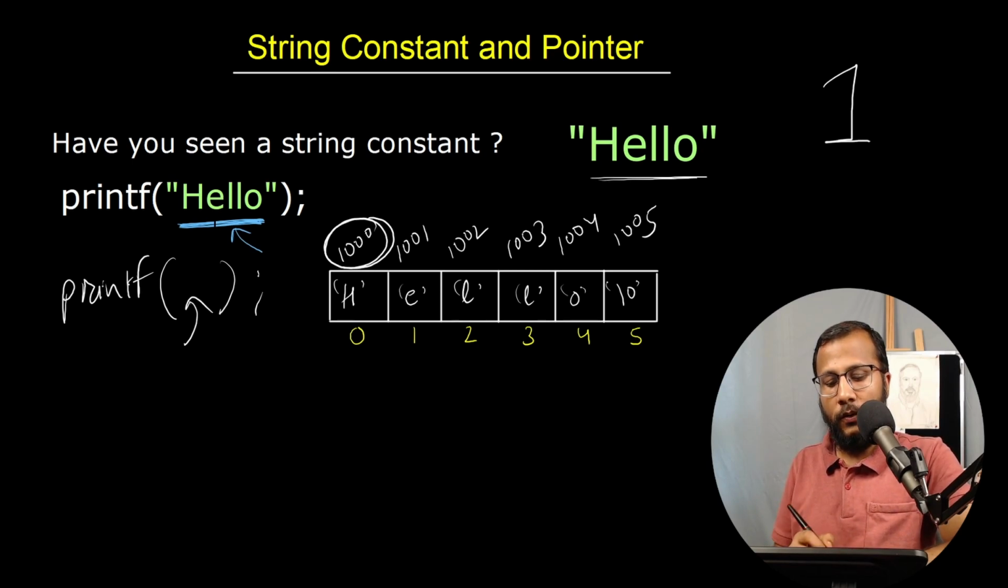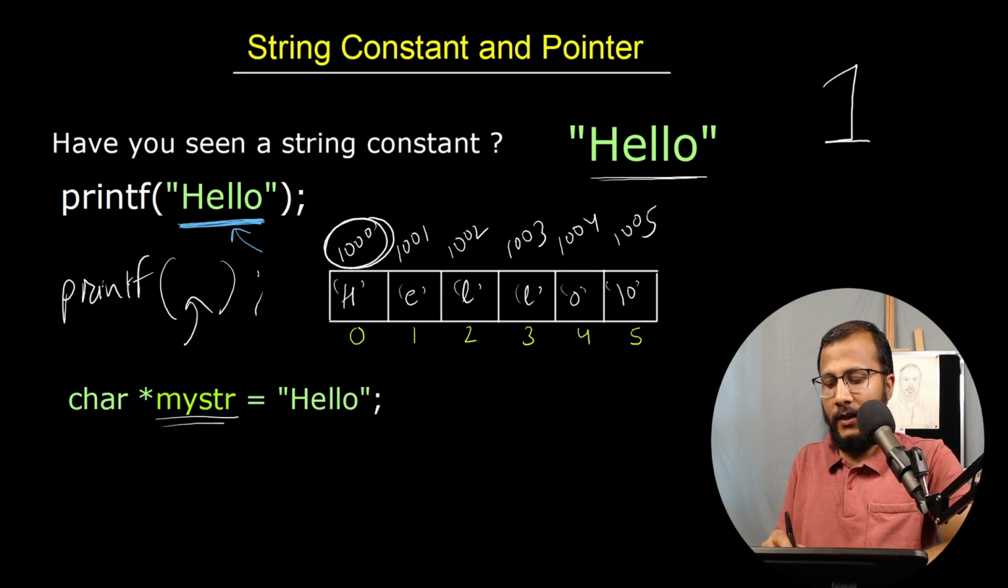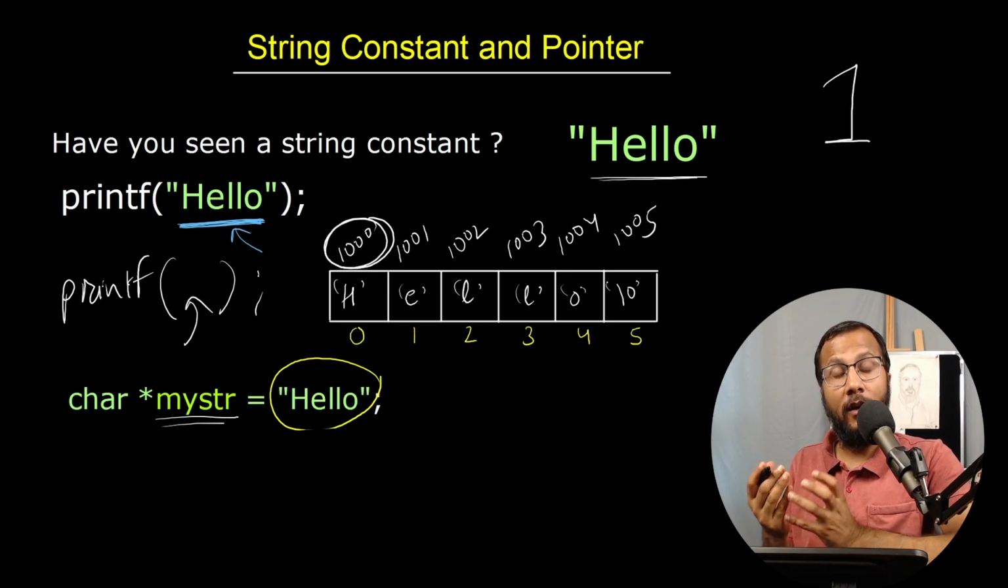Okay, so let's say what I do now is, I create one pointer, char star mystr. I create this pointer mystr. So mystr is a pointer, and I'm trying to store hello in that. Is it allowed? Whenever I write hello on the right hand side, I've told you it's a string constant, right? So it is going to have a base address, starting address. So in this example, the base address is 1000, right?